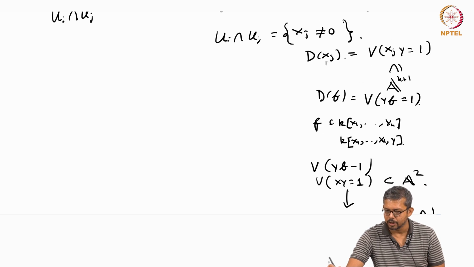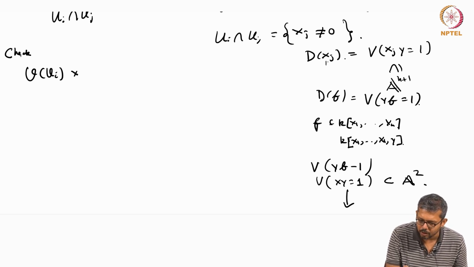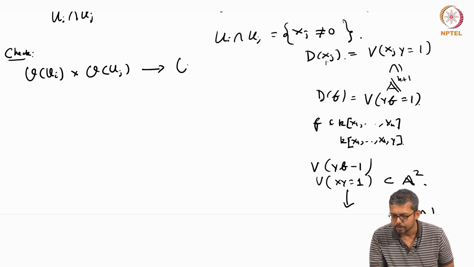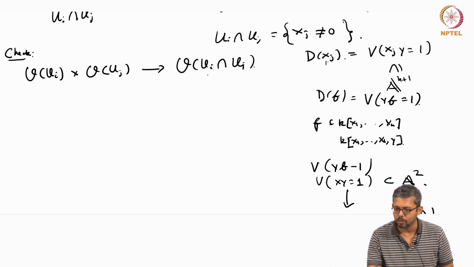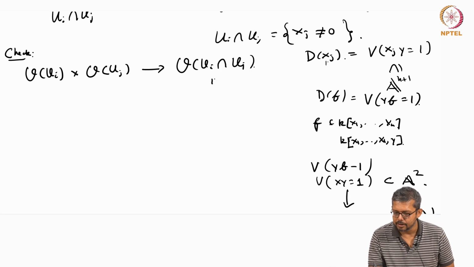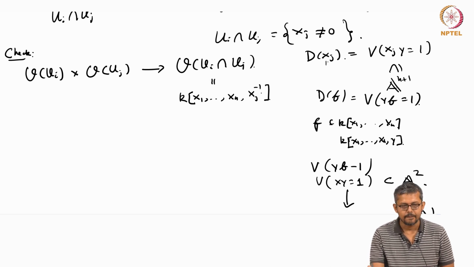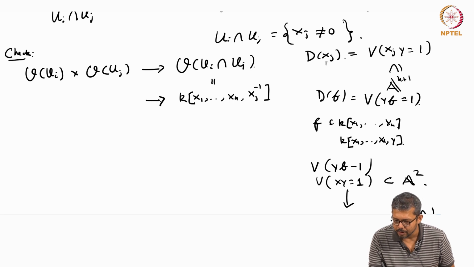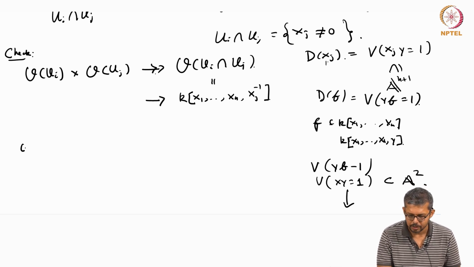So, now what you need to check is this O of Ui. I will not do this. So, all are inclusion maps. Check O of Ui cross O of Uj to O of Ui intersection Uj. If you write Ui in terms of x1, x2, xn, then this will be k x1, x2, xn, and since xj is non-zero, it will be with xj inverse. So, you need to figure out what the map is and check that this is surjective. I am leaving it to you to complete the exercise.